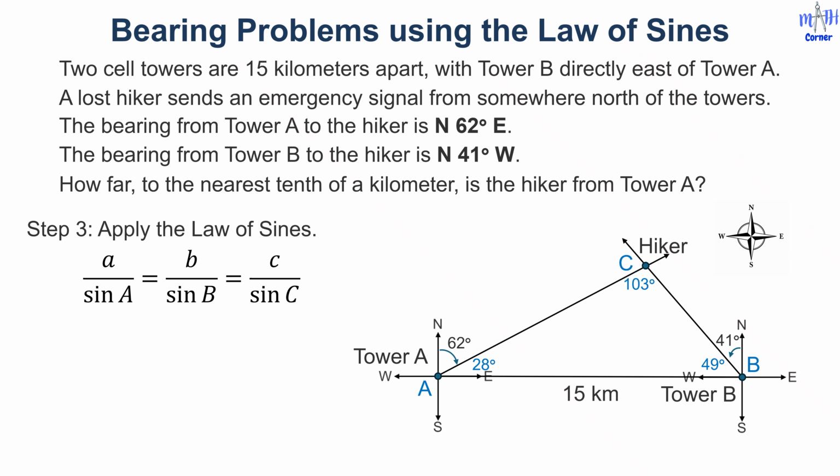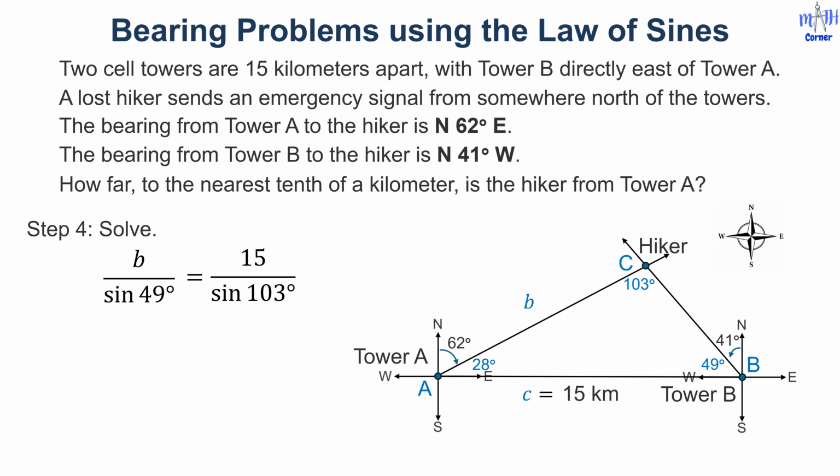We use the law of sines because we now know one side and its opposite angle, which allows us to solve the oblique triangle. The side we want is the distance from Tower A to the hiker. Let's call that side B. Notice that side B is opposite angle B. Side C, which is 15 kilometers, is opposite the 103-degree angle. So side B over sine 49 degrees equals 15 over sine 103 degrees.